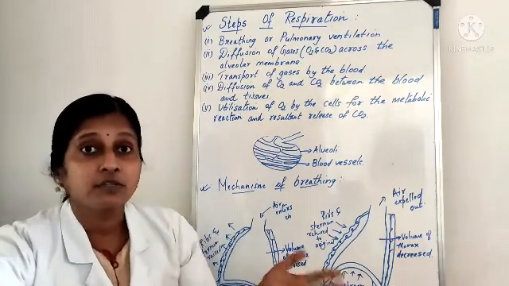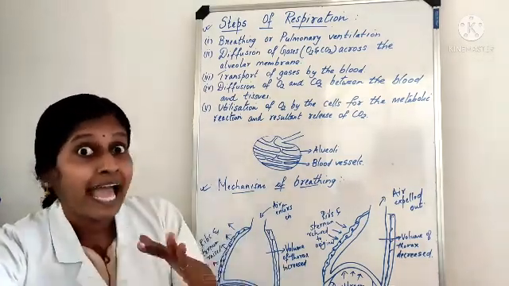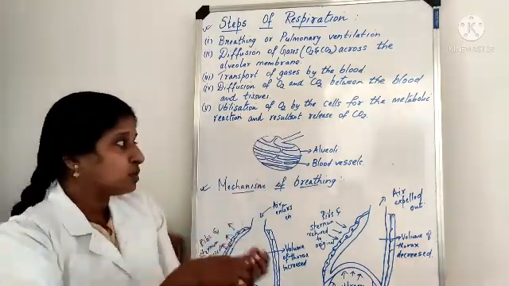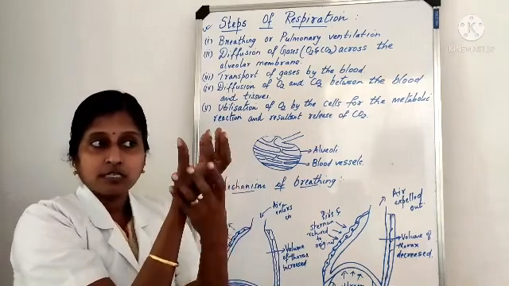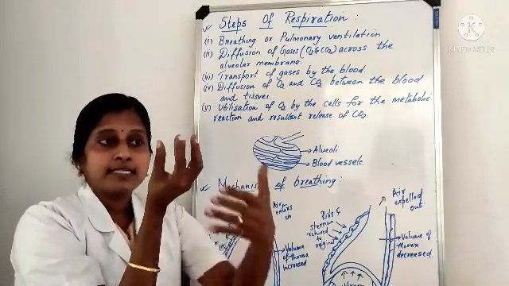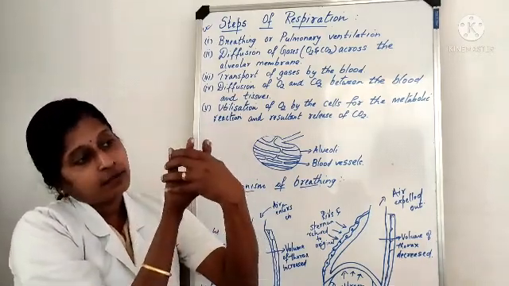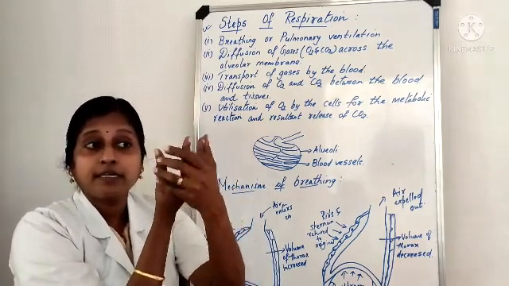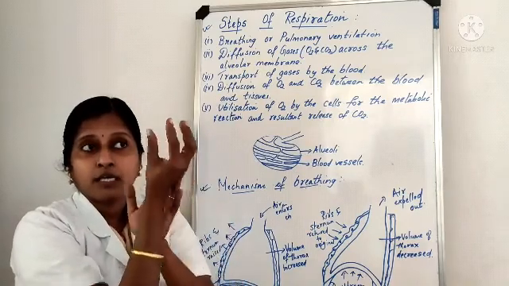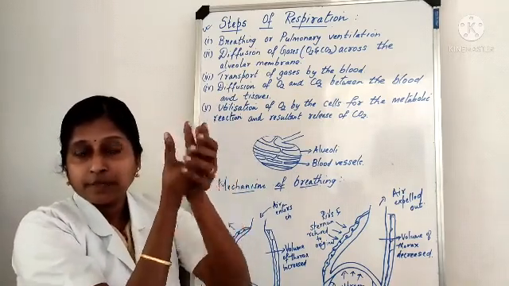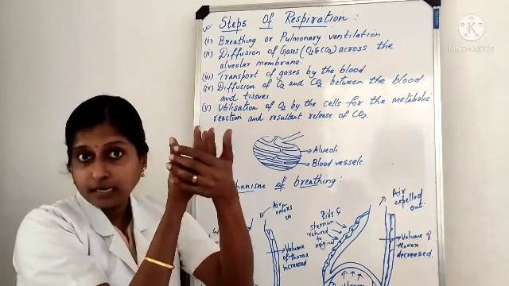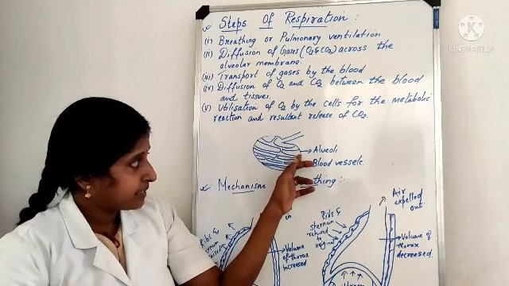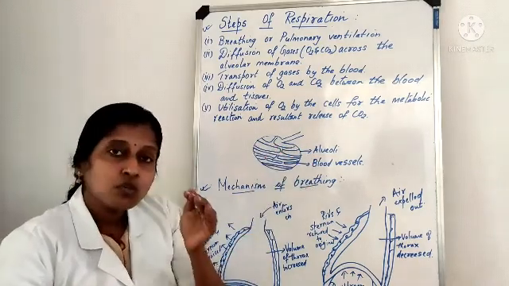Through breathing, the air reaches the alveoli, or the air sacs. So this is the alveoli, or the air sac. In this air sac you can find it is covered by blood vessels. Who is covering? The blood capillaries are covering the alveoli. Is that clear? So this is the alveoli and these are the blood capillaries covering the alveoli. So what is happening?